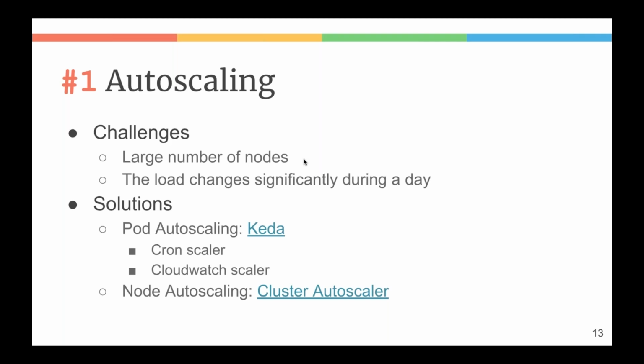As for the solutions, there are two types of autoscaling. The first one is pod autoscaling. Here we are using an open source tool called KEDA. It supports many scalers, but mainly we are using the Cron one and the CloudWatch one. Another is node autoscaling. We are using the Cluster Autoscaler, which I think is well-known software.